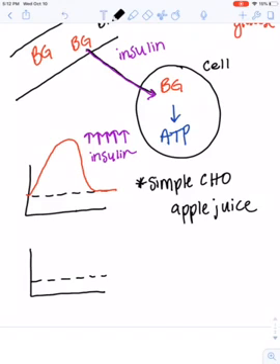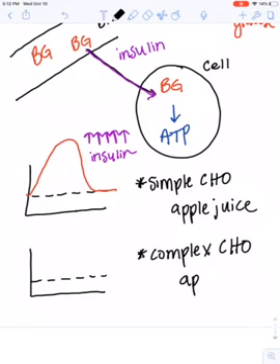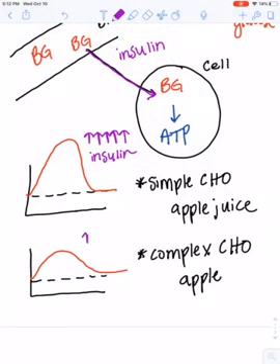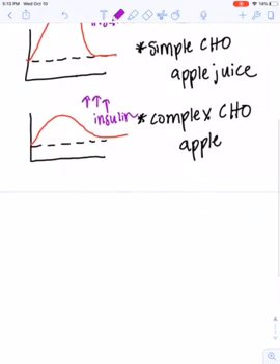Here's our baseline, and let's look at having a complex carbohydrate. Complex carbohydrates have fiber in them, so we can look at this example of a whole apple. This apple will have that fiber, so when we eat it, our blood sugars will increase and then come back down to normal. However, this does not require as much insulin, but it still requires some insulin because it is made of glucose, that apple, right?